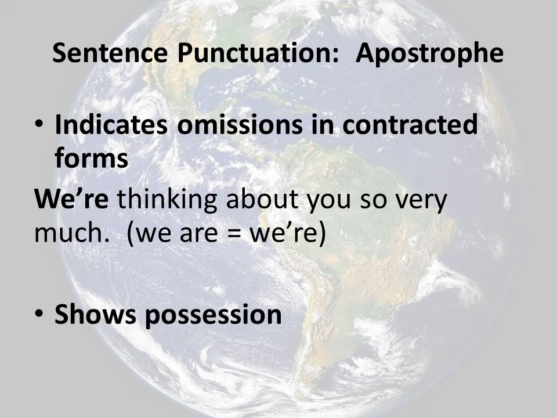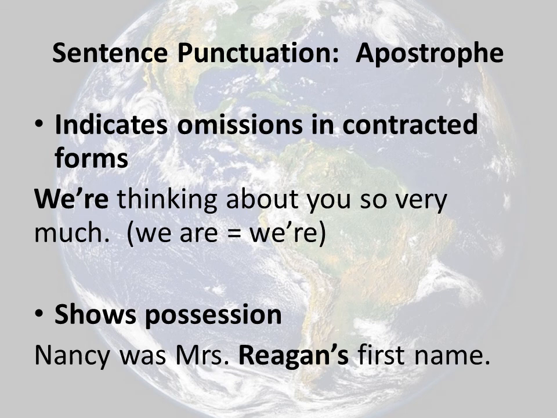An apostrophe also shows possession. Here we have "Nancy was Mrs. Reagan's first name." So Mrs. Reagan is the wife of President Ronald Reagan, and her first name was Nancy. So the name belongs to Mrs. Reagan. So we have an apostrophe S, Mrs. Reagan's first name.